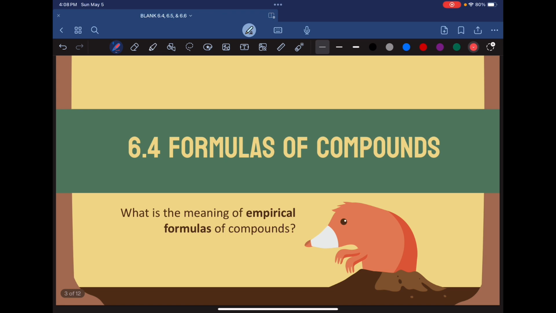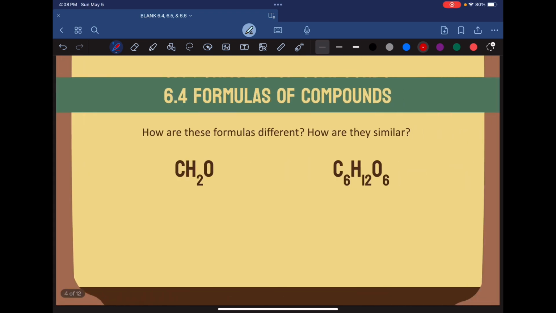So 6.4 is formulas of compounds. What is the meaning of empirical formulas of compounds? How are these formulas different and how are they similar?